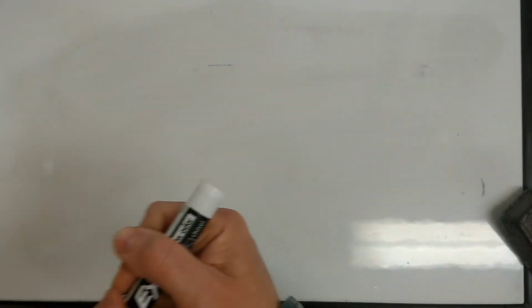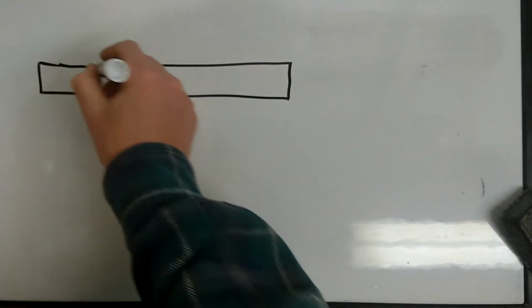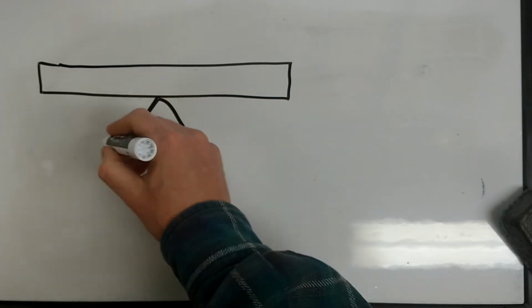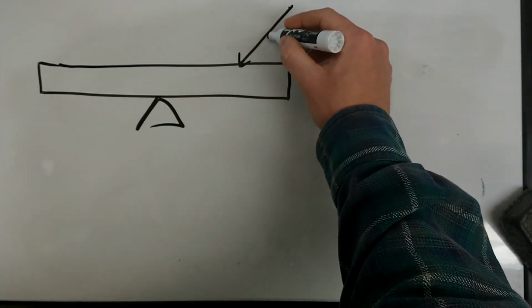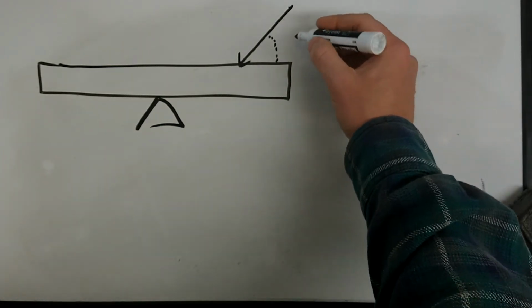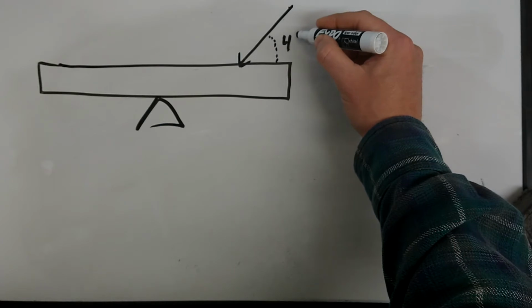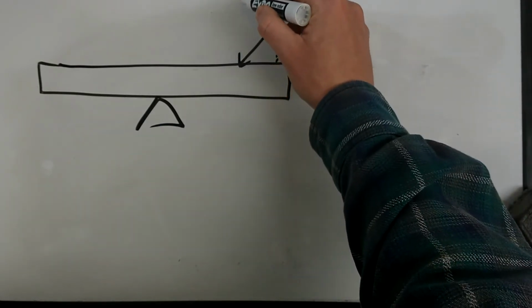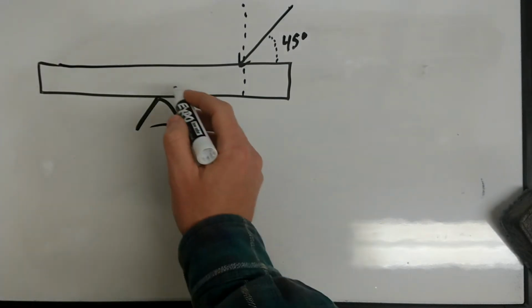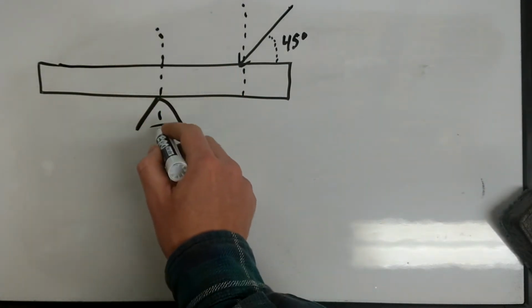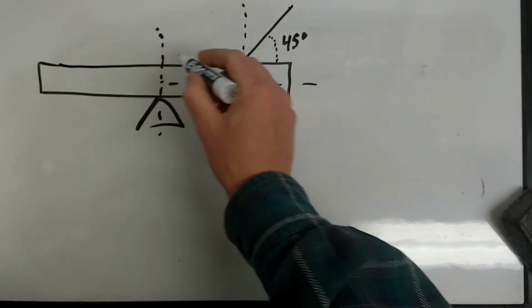So if we want to do another one that's kind of similar, we have another plank, a fulcrum, right? Let's say this force now is at, I don't know, let's say a 45-degree angle relative to the plank, which would make it a 45 relative to the normal. All right, here's our pivot point. Here's our radial axis towards the center here.